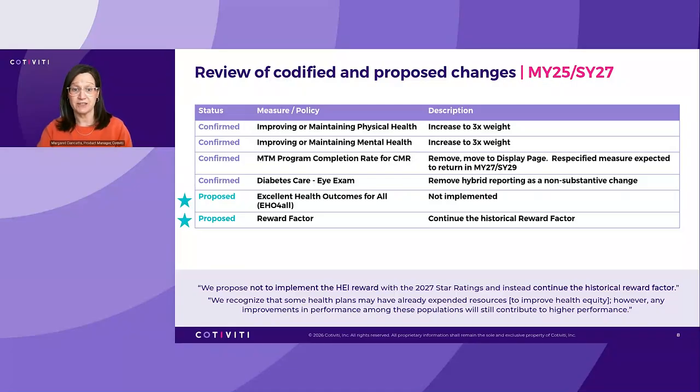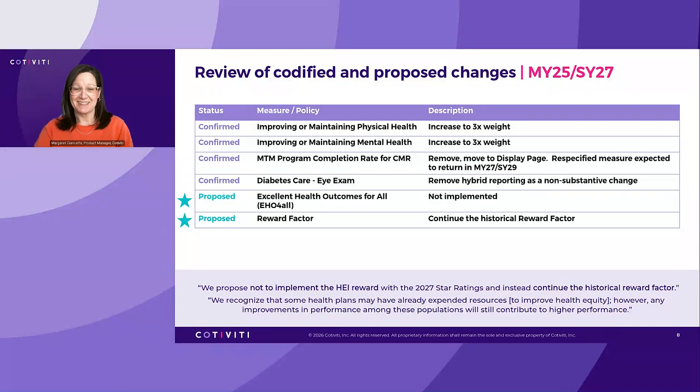These next 2 changes go together. CMS proposes not to implement the EHO for all reward and instead continue the historic reward factor. Typically, CMS proposes and finalizes changes to the STAR ratings program in advance of the measurement year, so the timing of this change was a bit surprising. However, given the strategic direction of the new administration, I think this change was expected by most. Still, it's a late-breaking change that plans need to contend with.